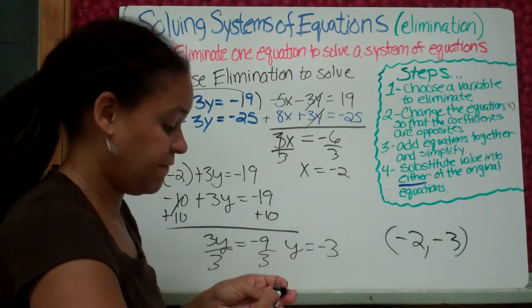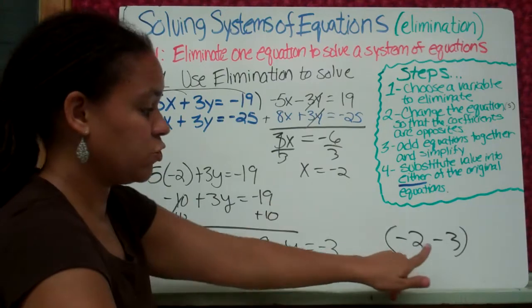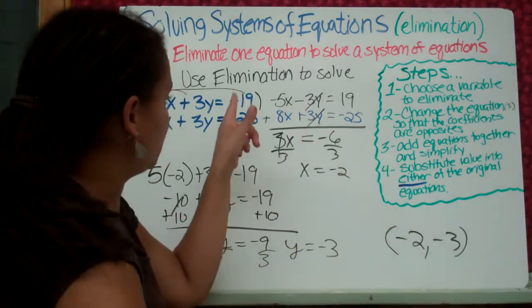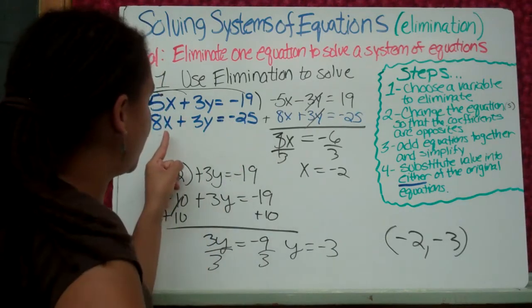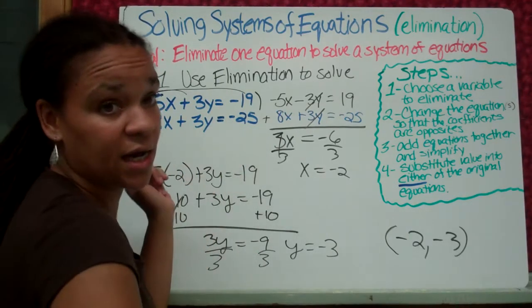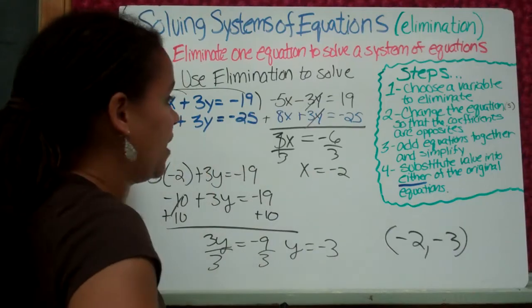So we want to check and see if that's true. If it is true, I should be able to plug that ordered pair into the first equation for x and y and get -19, and then plug it into the second equation for x and y and get -25. Let's check and see if that actually happens.